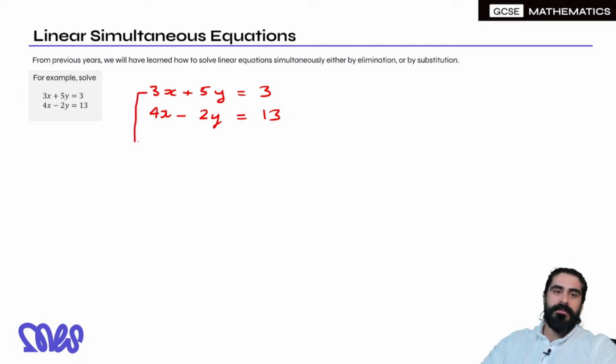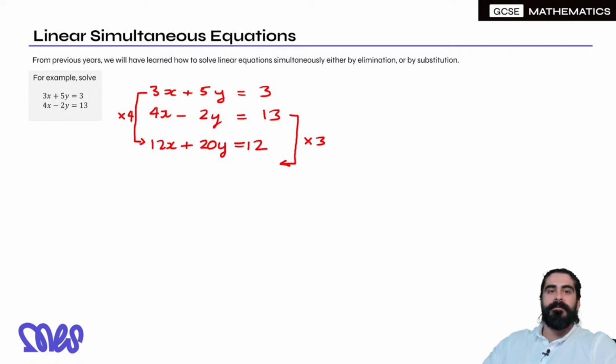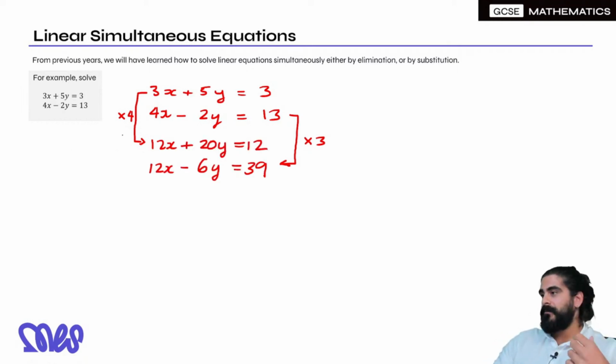So to this equation, we would have to times it by 4. And to this equation, we would have to times it by 3. So the first equation, if we times it by 4, and the second equation, if we times that by 3. So when they're exactly the same, yeah, good. When they're exactly the same, you minus them. If they are the same, but one is a plus and one is a minus, then you add them.